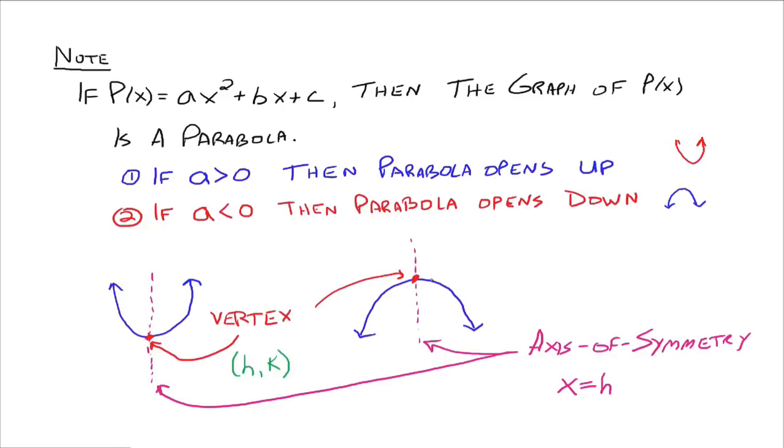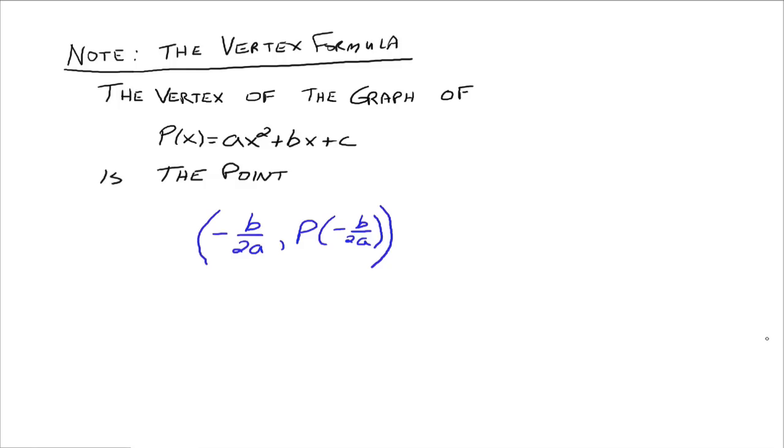So let's talk about how to find the vertex. There's this thing called the vertex formula. The vertex of the graph of a quadratic function of the form p of x equals ax squared plus bx plus c, our generic quadratic function, is the point where negative b over 2a gives you the x part of the vertex. Don't worry about the y part just yet. We'll talk about that in a minute.